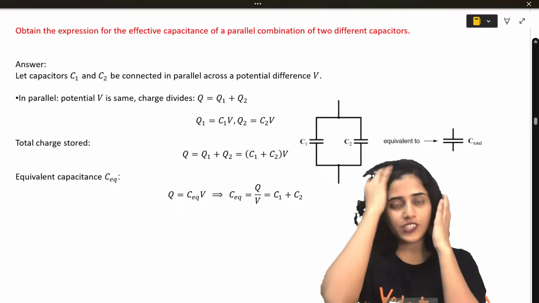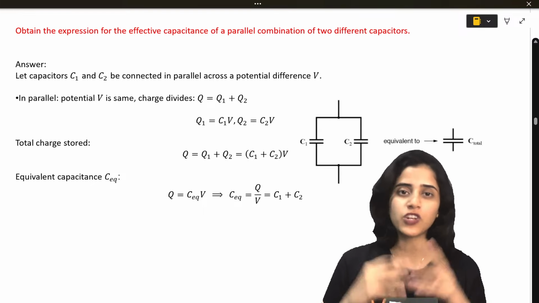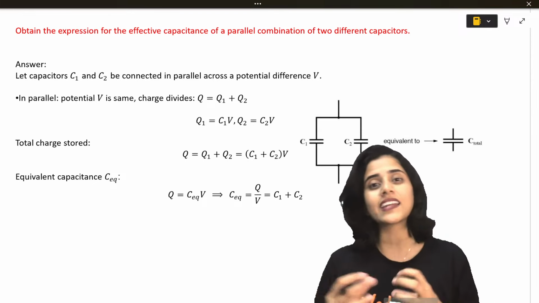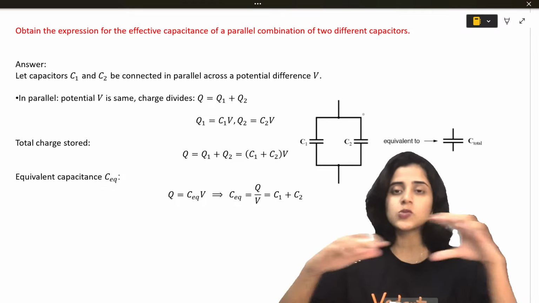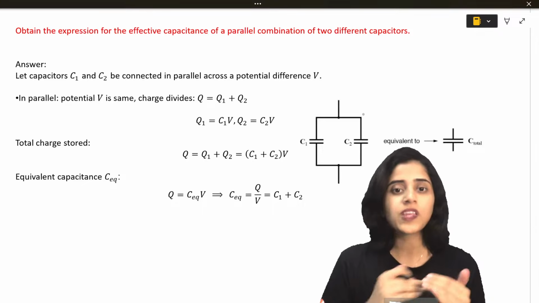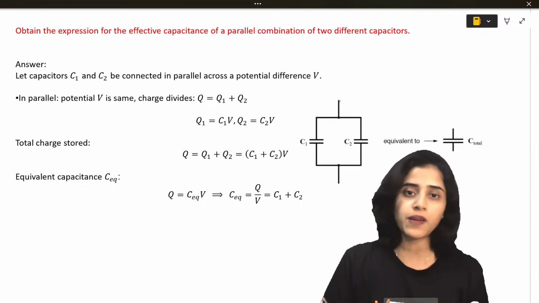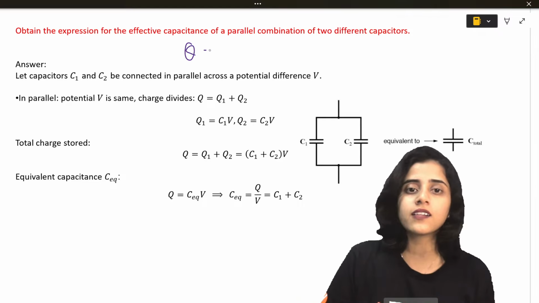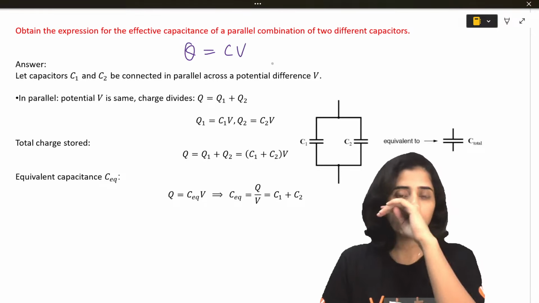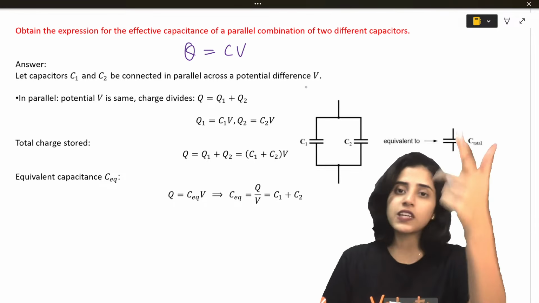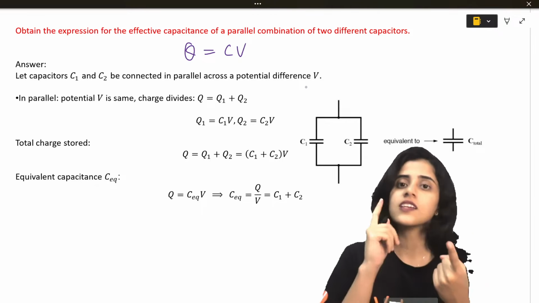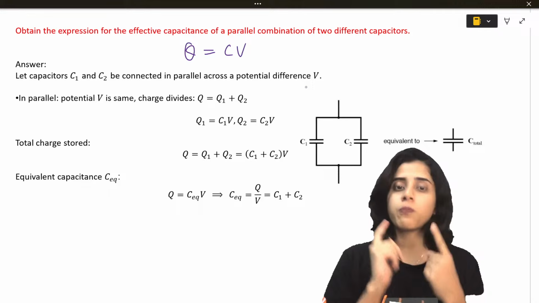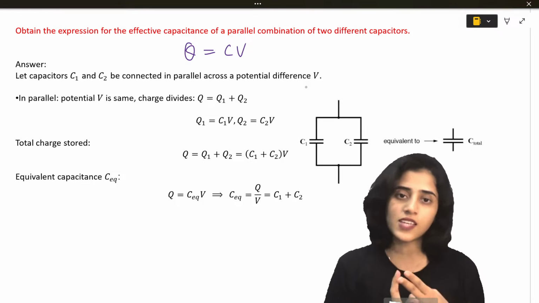Next question. Obtain the expression for effective capacitance of a parallel combination of two capacitors. So here, what is the question? You have two capacitors which are connected in parallel. We have to find out the equivalent capacitance. Same formula, Q is equal to CV. Here, what you need to know is, in the previous question, charge was the same. For series, charge was the same. But for parallel, voltage is the same.